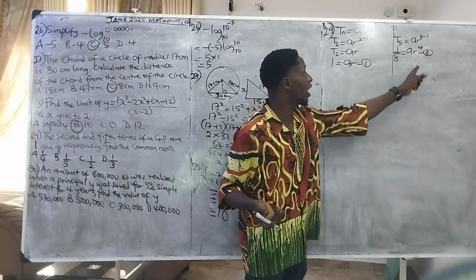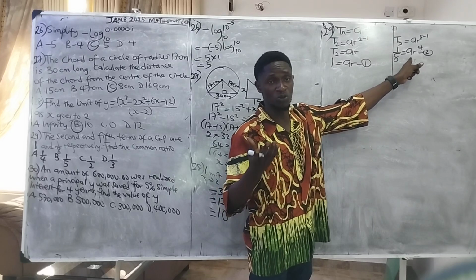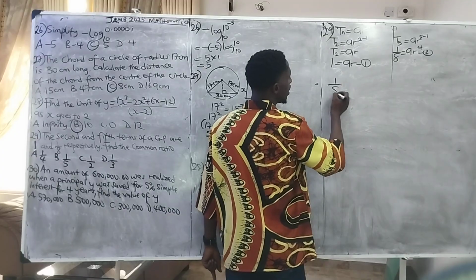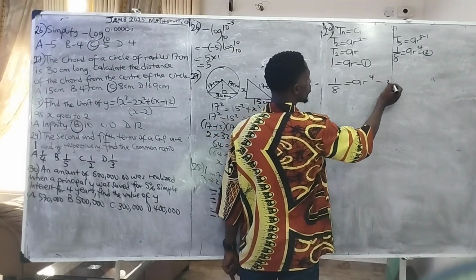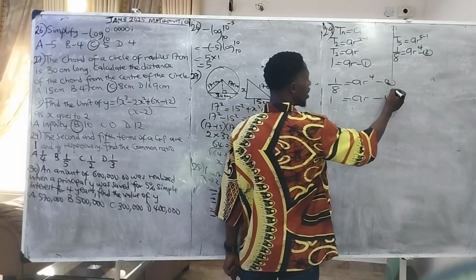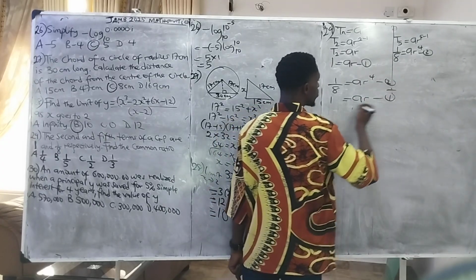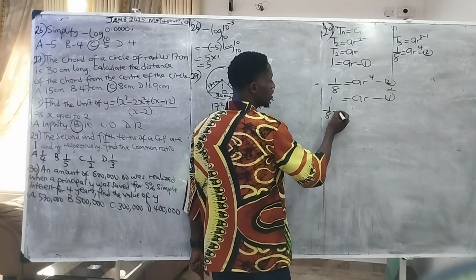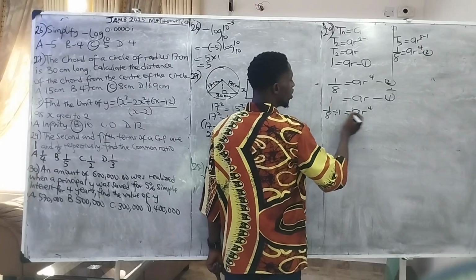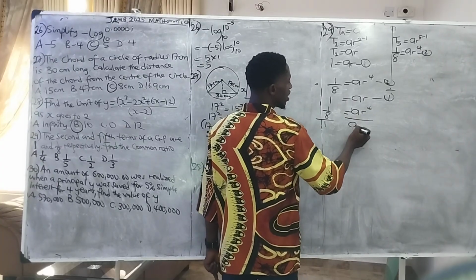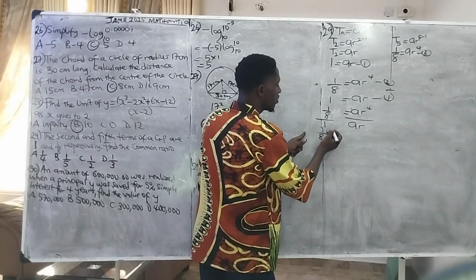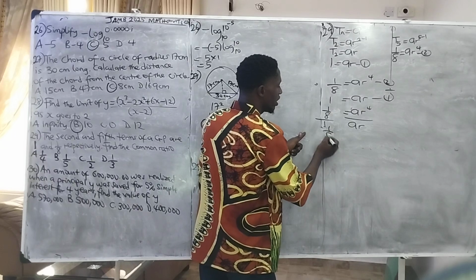So always bring the one that has the highest power on top so that you neglect negative index. So let me say I have 1 over 8 is equal to a r raised to the power of 4, equation 2. Equation 1 is 1 is equal to a r. So use equation 1, divide equation 2 by equation 1. So we have 1 over 8 divided by 1. You can see that it is equal to a r raised to the power of 4. Let me put it over here so that you understand what I'm trying to do. 1 over 8, this is like 1 over 8 times 1. Anything divided by 1 is that thing.